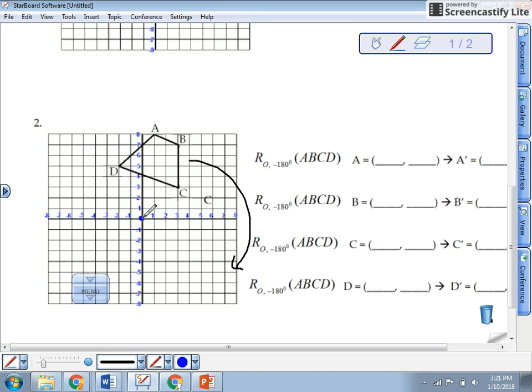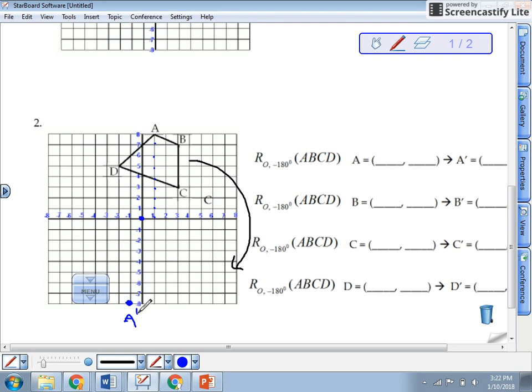So from A to the origin is down 8, 1, 2, 3, 4, 5, 6, 7, 8 over 1. Well, then from the origin, I'm going to go down 8 over 1 for my new point. So down 8 over 1, same direction. There's my new A prime. And you're going to do the same thing for B. B prime, down 7 over 3. So I'm going to go down 7 over 1, 2, 3.